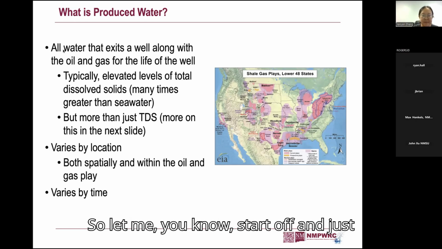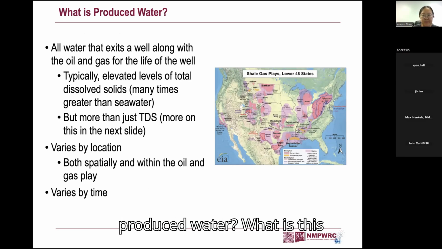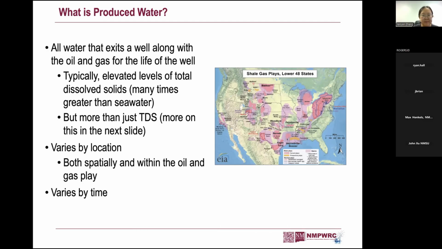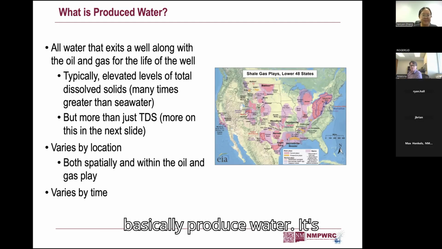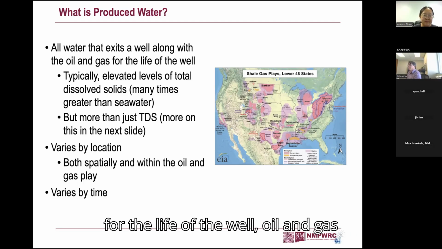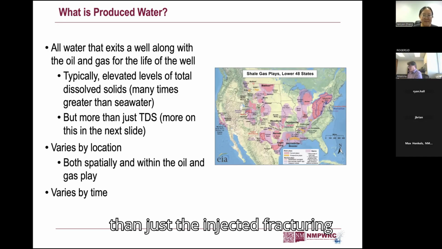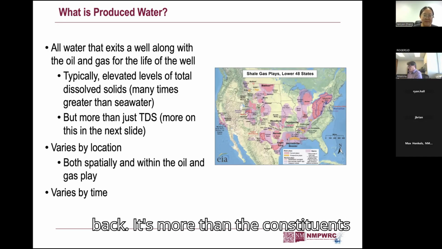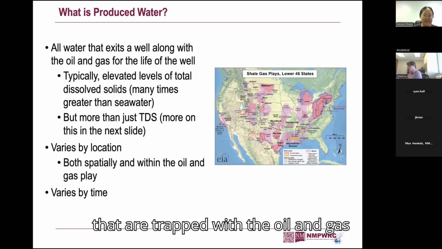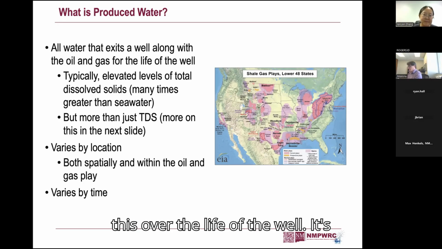But thanks. Let me start off by talking a little bit about what produced water is. What is this fluid that we're now looking at in detail for potential beneficial reuse? Most of you on the call probably know this, but just to set the foundation, produced water is everything that exits the well for the life of the oil and gas well. It's more than just the injected fracturing chemicals coming back with flowback. It's more than the constituents trapped with the oil and gas in the formation, but a combination of all of this over the life of the well.